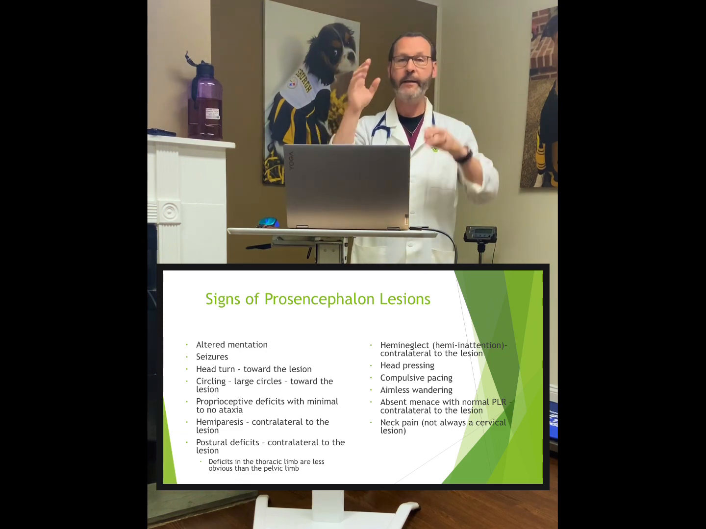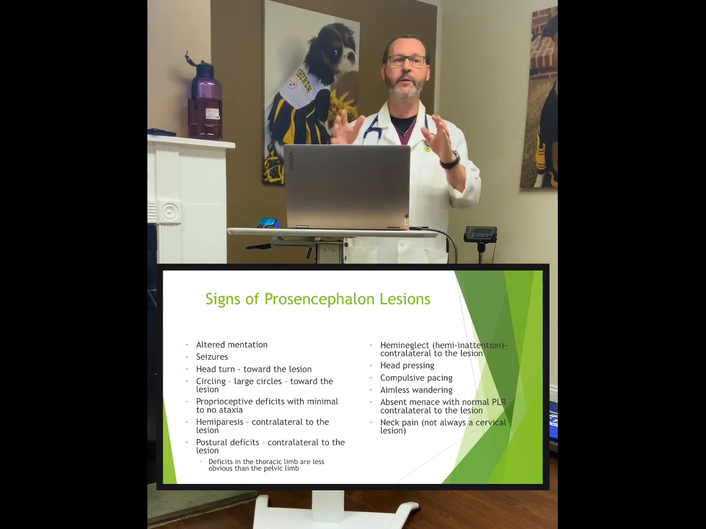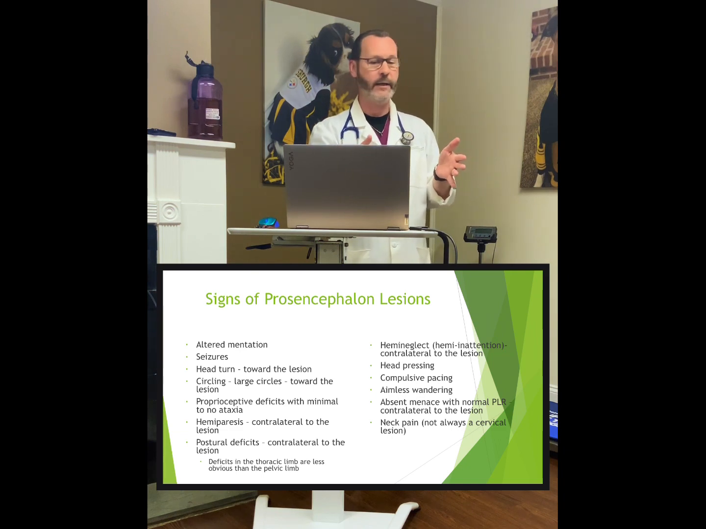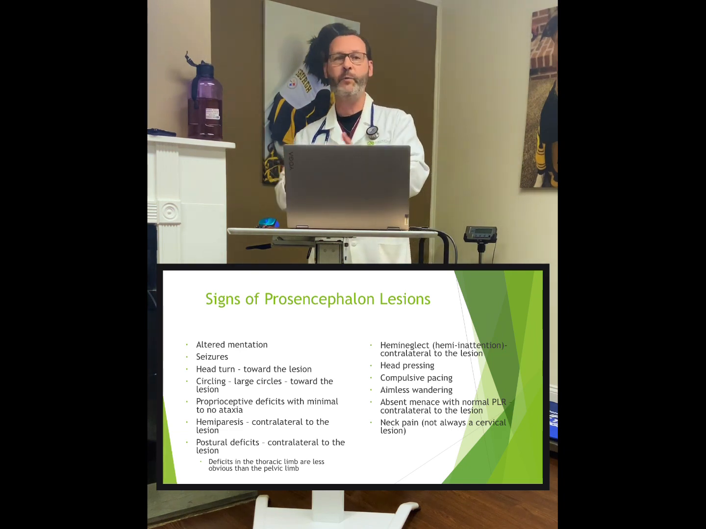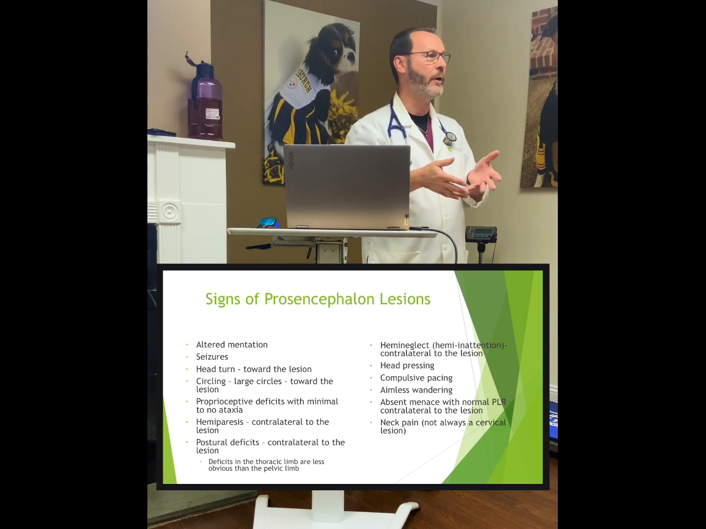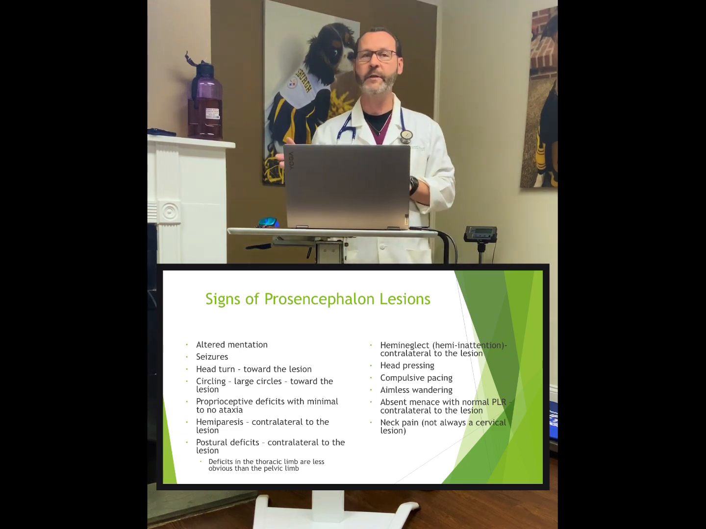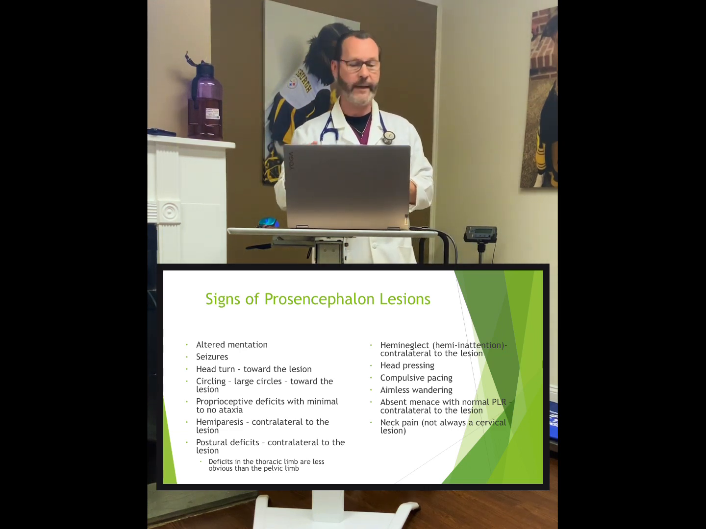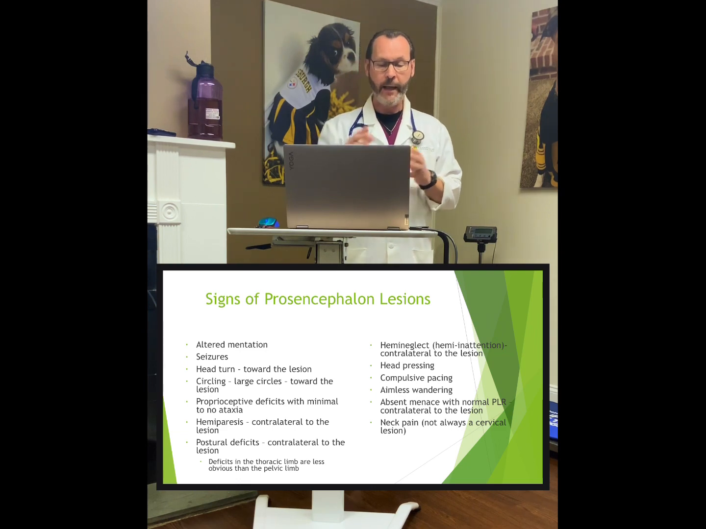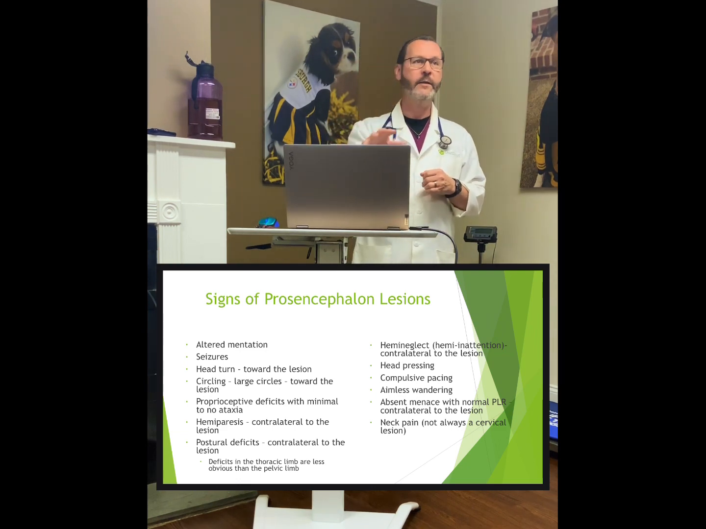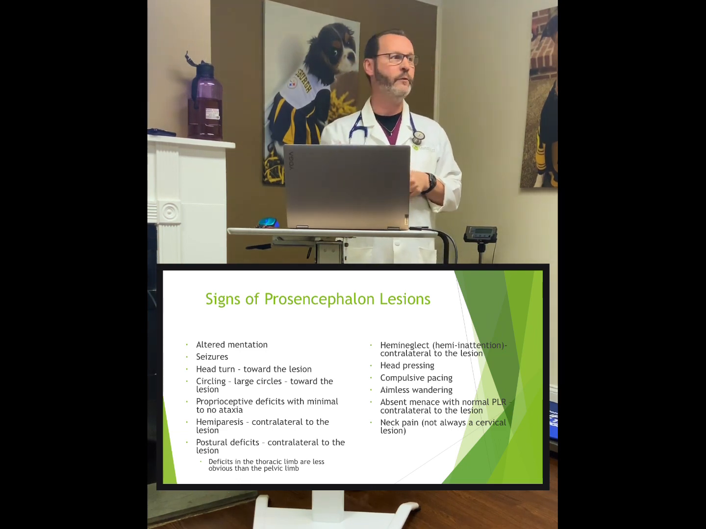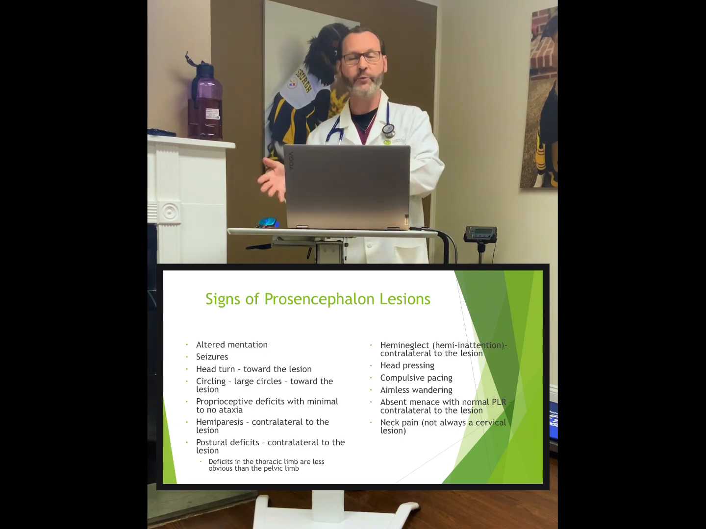Proprioceptive deficits, and this is the key, with minimal ataxia. So the coordination is actually pretty good with the legs, but when you challenge your legs and put them in abnormal positions, they don't respond properly. So you have proprioceptive deficits with little to no ataxia, okay? Hemiparesis, which means weakness or decreased voluntary movement. Now this is going to be contralateral to the lesion.